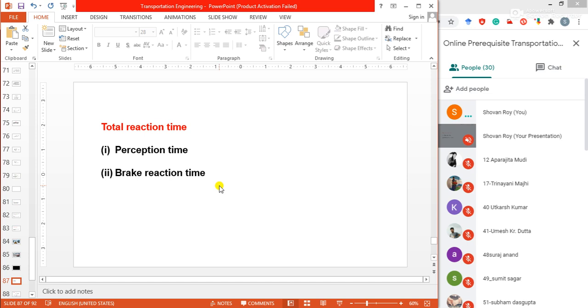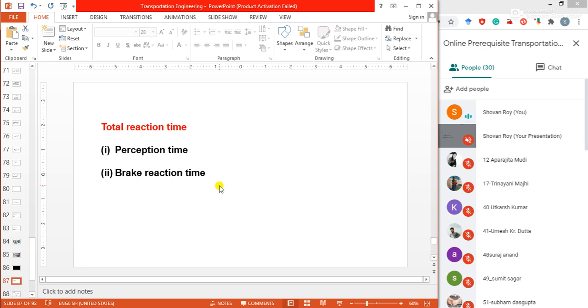Okay, next is the brake reaction time. Brake reaction time also depends on several factors including the skill of the driver, the type of problems and various other environmental factors. Often the total brake reaction time of the driver is taken together. These are the theory things, just the description of the perception time and brake reaction time.